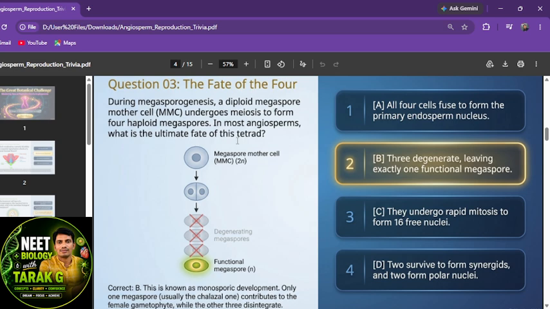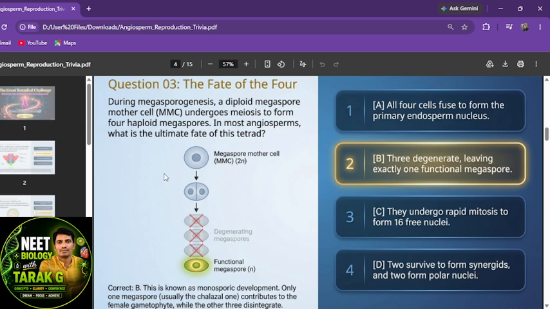That's the question. First option: all 4 cells fuse to form the primary endosperm nucleus. Second: 3 degenerate, leaving exactly one functional megaspore. Third: they undergo rapid mitosis to form 16 free nuclei, some surviving to form synergids, and the other two will be polar nuclei.